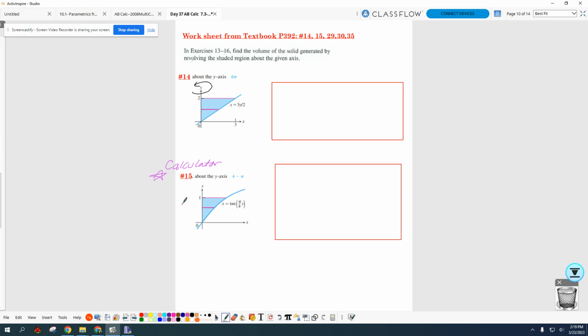Number 15, I don't expect you to integrate it by hand. It can be done, I don't recommend it. You can type it in on a calculator, but I want to make sure that you can set it up. Do you guys need help setting it up, or are you good? Okay, good talk.